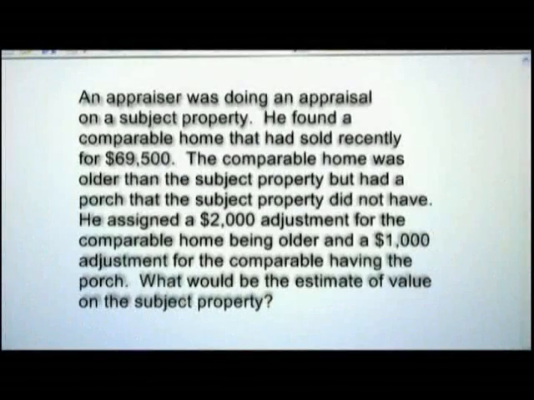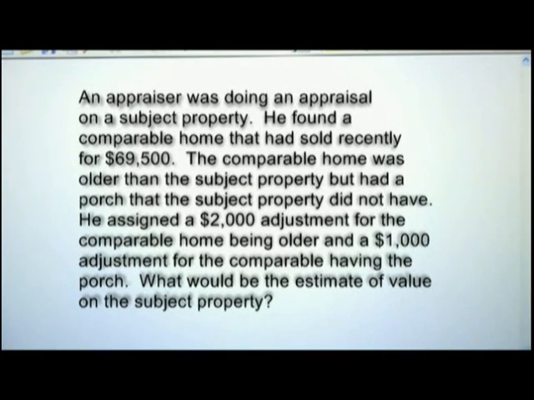Appraisal. An appraiser was doing an appraisal on a subject property. He found a comparable home that had sold recently for $69,500. The comparable home was older than the subject property but had a porch that the subject property did not have. He assigned a $2,000 adjustment for the comparable being older and a $1,000 adjustment for the comparable having the porch. What would be the estimate of value on the subject property?